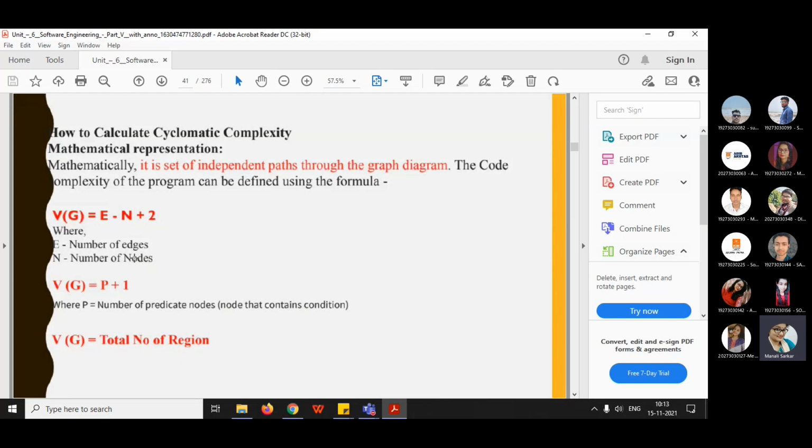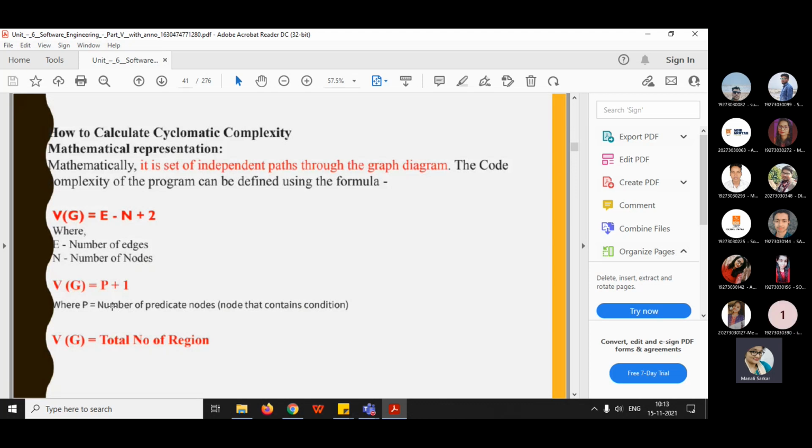If you are given a graph and you need to calculate the number of regions, and in that graph you are provided with edges and nodes, then you will be using the formula E minus n plus 2. And if you are given some predicate nodes, then you need to calculate using the formula P plus 1. Now you might be wondering what predicate nodes are. So let's see with examples.